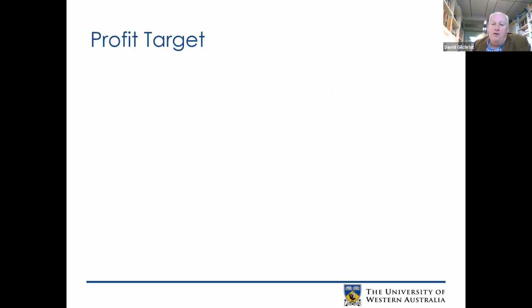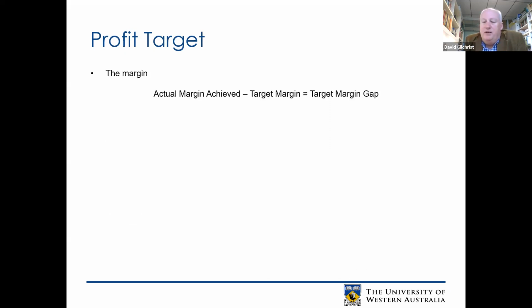The other thing about profit is trying to determine the profit margin. I've already spoken about that, but at the end of the day, the issue for me is the actual margin achieved as compared to the target margin, which gives us what we call our target margin gap. And I think this is really important.